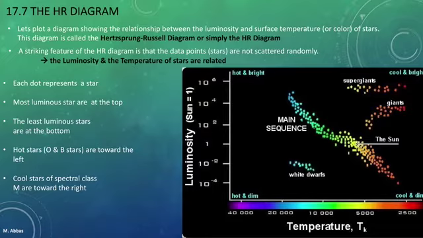Okay, so when we plot these stars, we get four different groups. This is the first group, main sequence. This is the second, giant. This is the third, supergiant. And this is white dwarf. And this is very interesting. What I'm gonna do next is discuss every single part by itself.